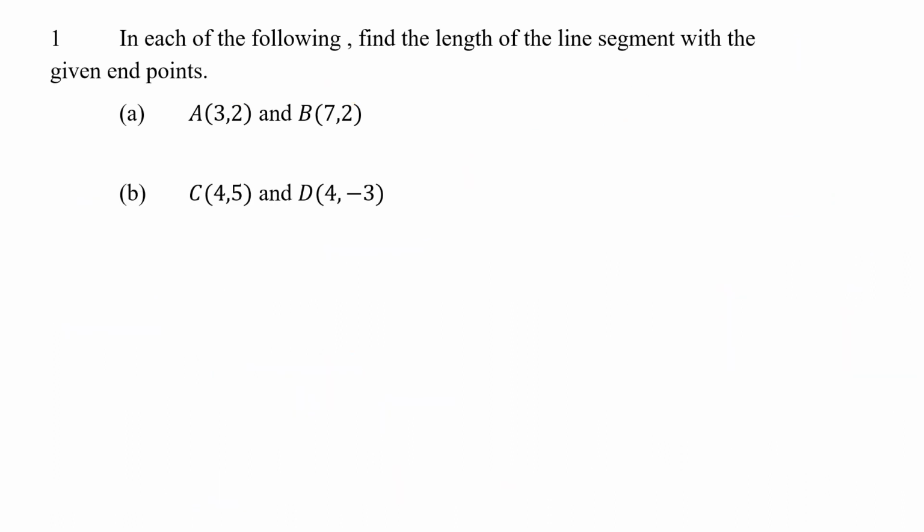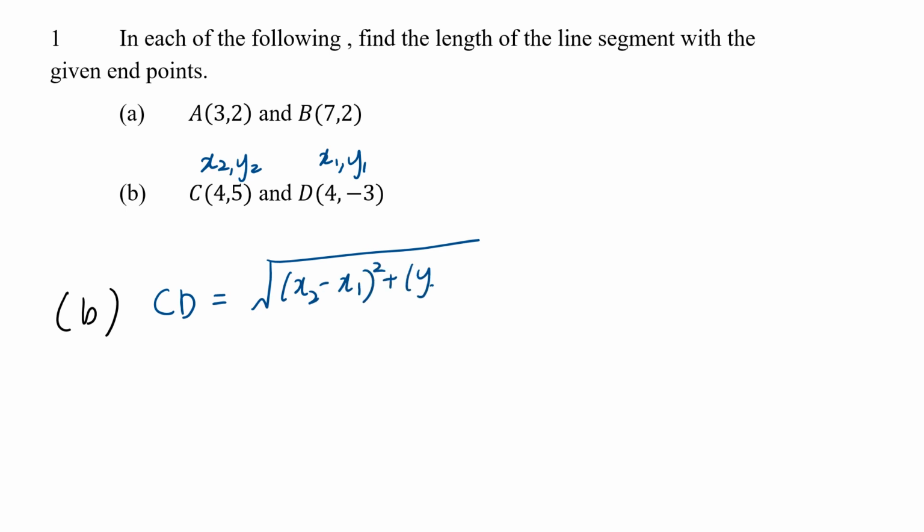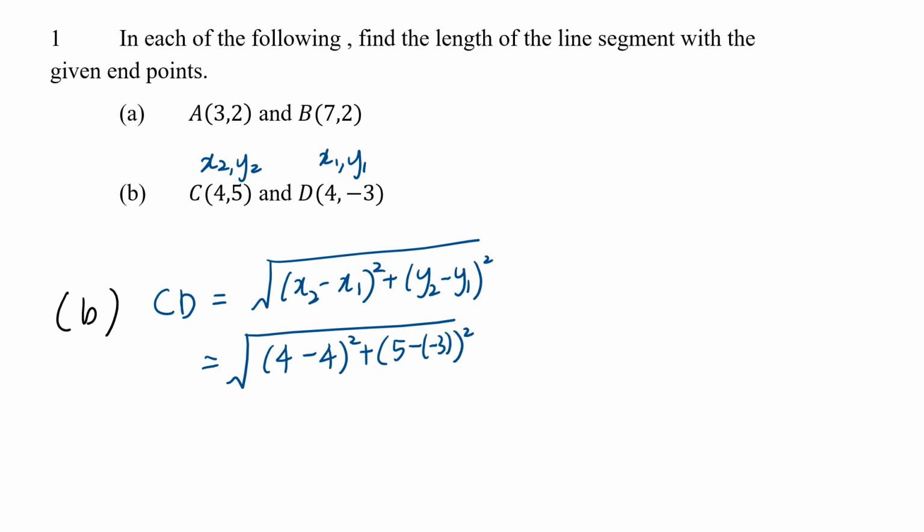Right, so let's look at part B. For part B, do not neglect the step of labeling the points. I'm going to label point C as x2, y2, and point D as x1, y1. Then let's write down the formula and substitute in the values. The value for x2 is 4, and x1 is 4 also. The value for y2 is 5, and the value for y1 is negative 3. Use your calculator to evaluate, and we get 8 units.